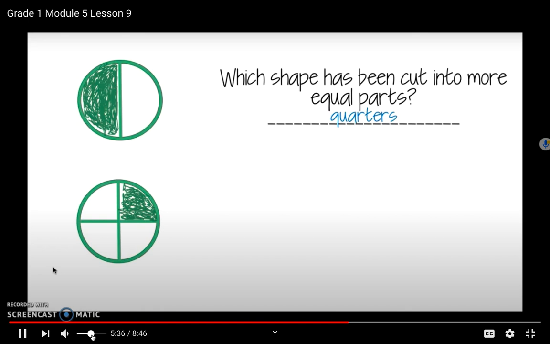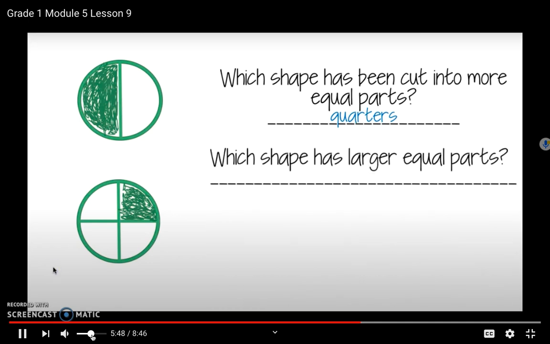How many equal parts are in the shape that has quarters? That's right, 4. 1, 2, 3, 4. That's a lot more pieces than the one that's divided into halves. That only has 2 parts. Which shape has larger equal parts? That means which equal parts are bigger? Good job again. Halves. The halves are way bigger than the quarters.